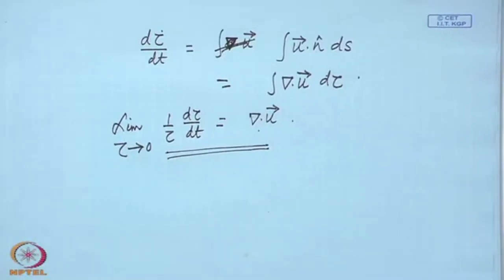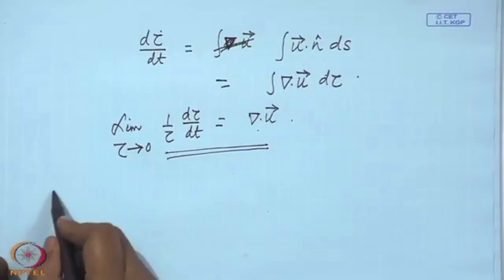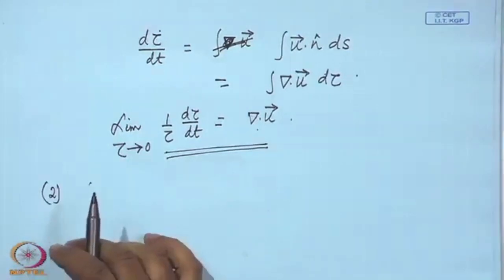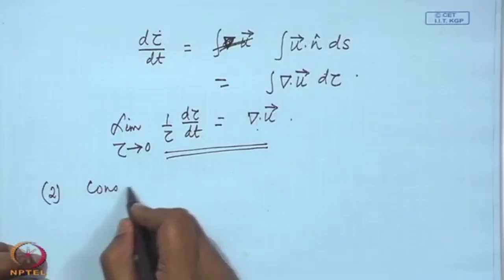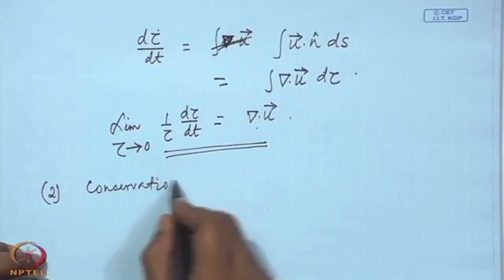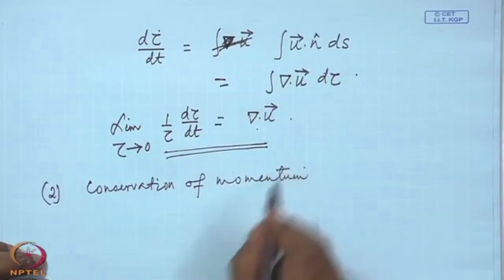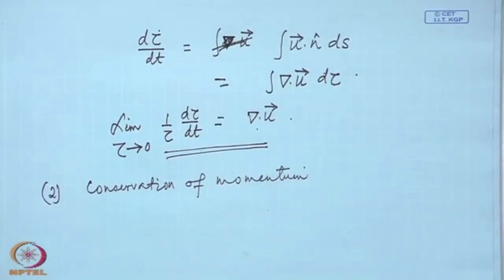The second conservation, which we now set out to derive, is the conservation of momentum, which is of course known to you in the form of Newton's second law. Eventually, that is what gives the so-called equation of motion or governing equation, conservation of momentum. What it says is that it relates the rate of change of momentum with the force acting.